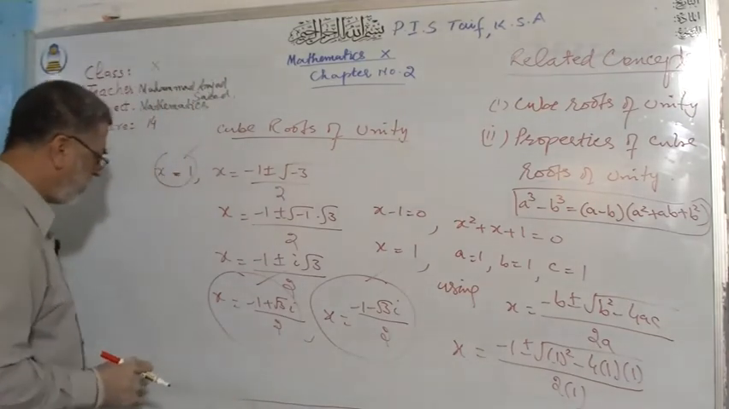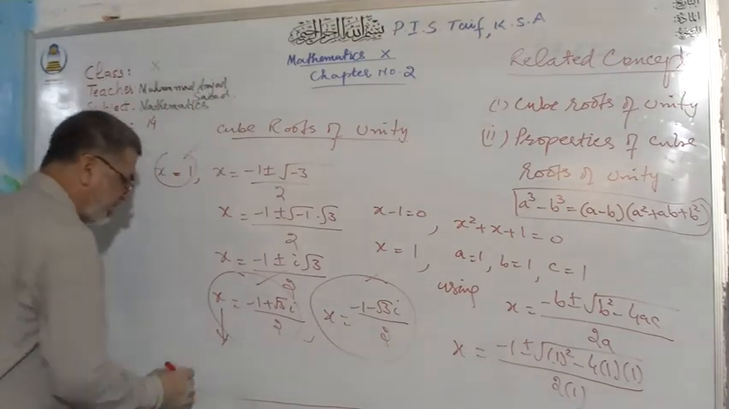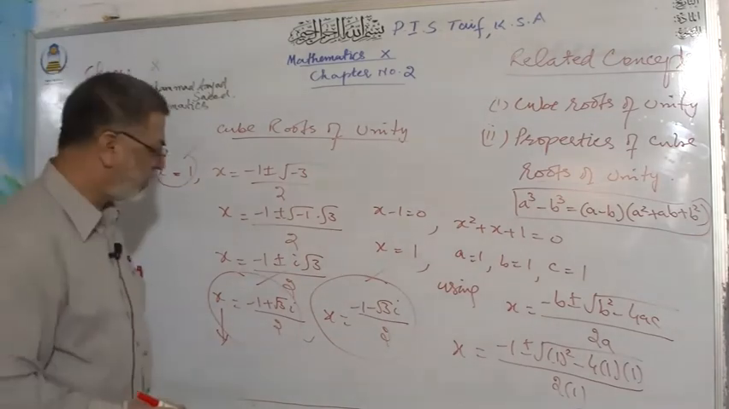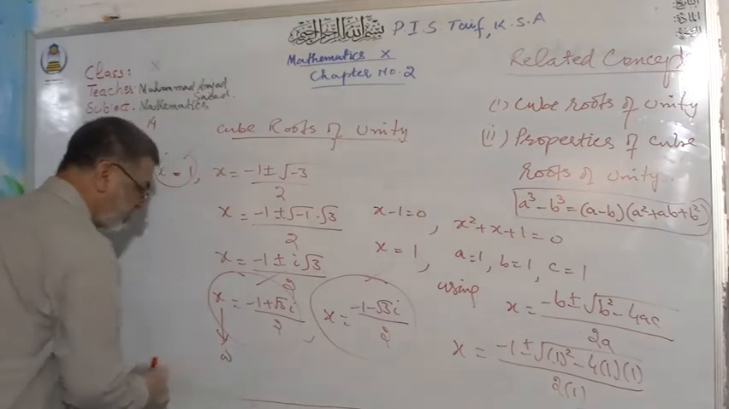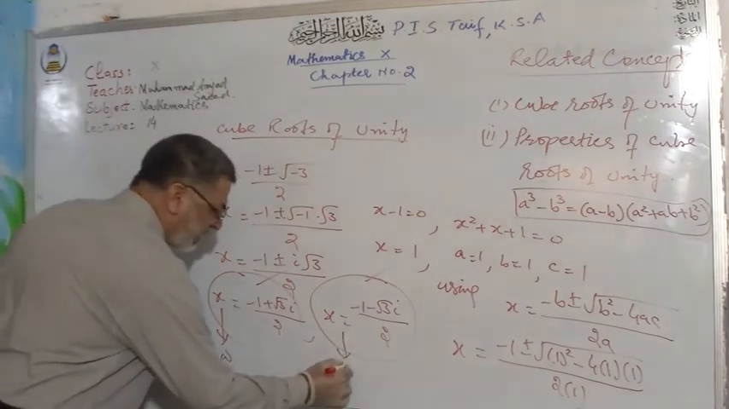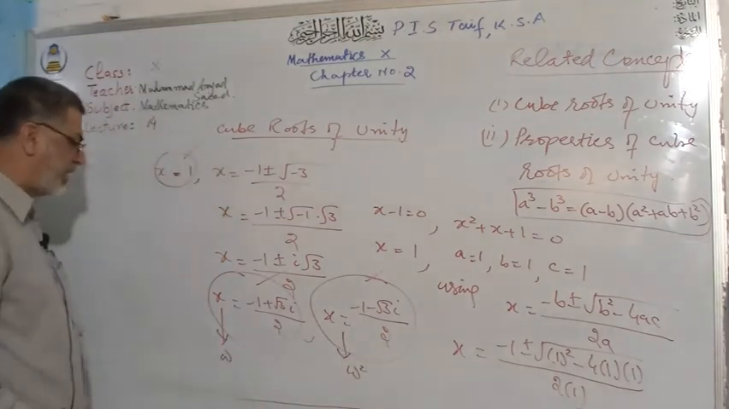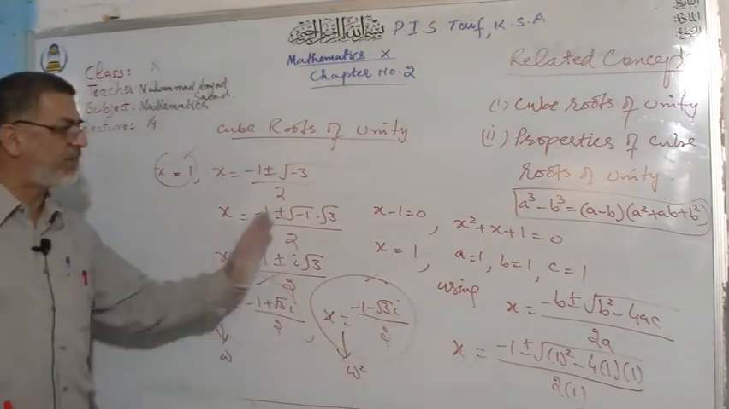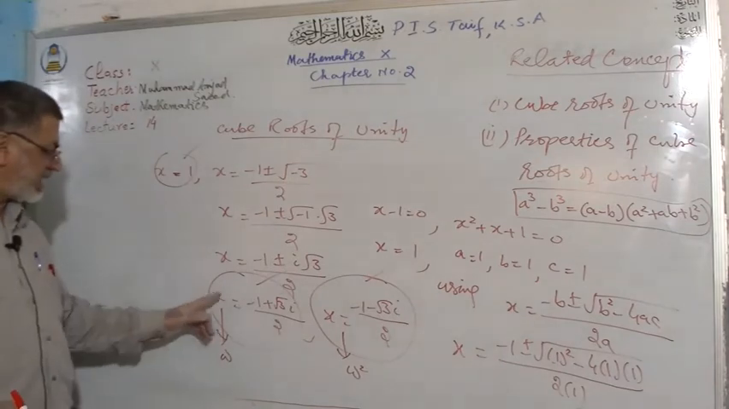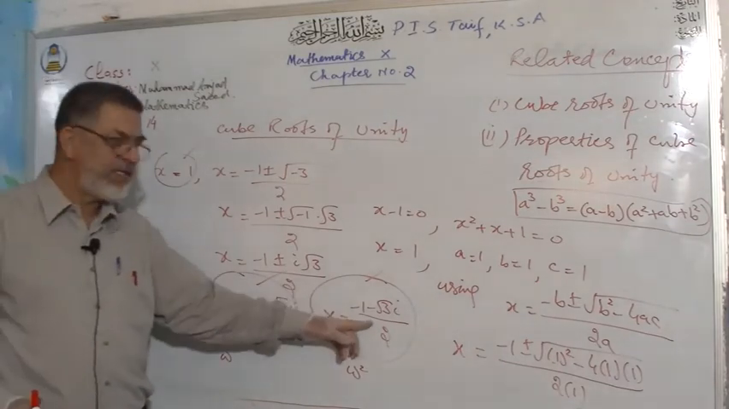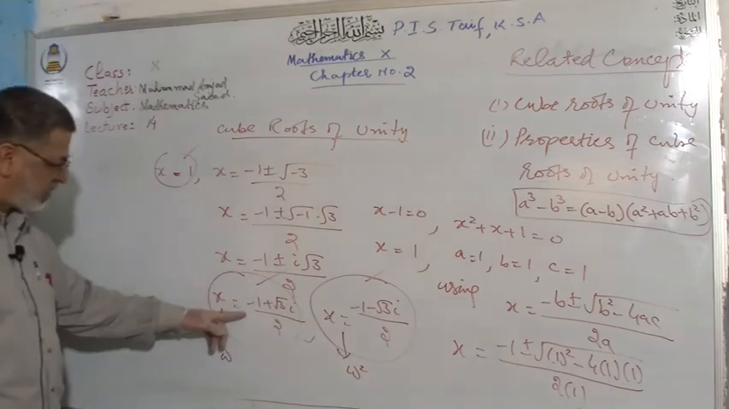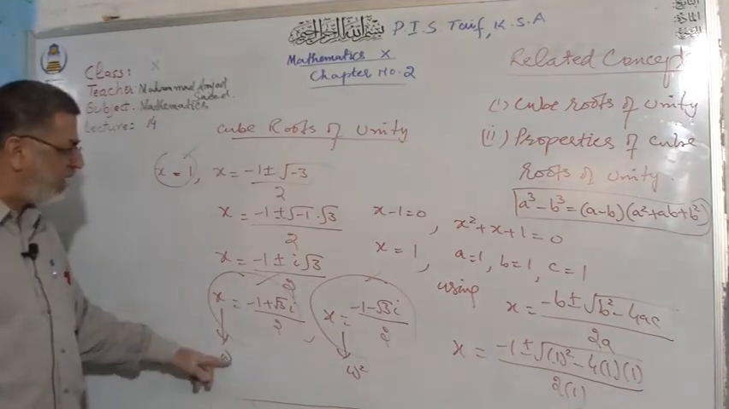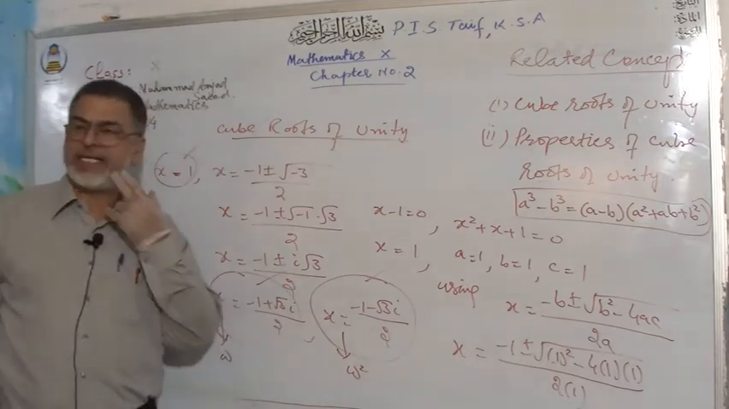Suppose we take this value of x and name this root omega. Then the other value of x will be written as omega square, because we will prove that each complex root is the square of the other. If you take the square of this, you will find this one. If you take the square of this, you will find this one. So if the first is omega, then the other one is omega square.